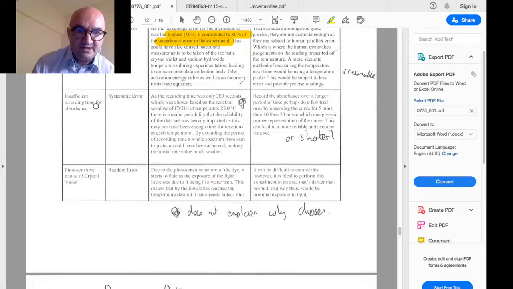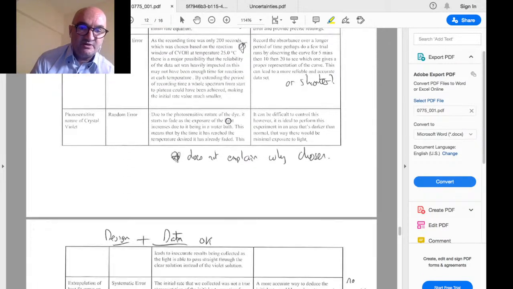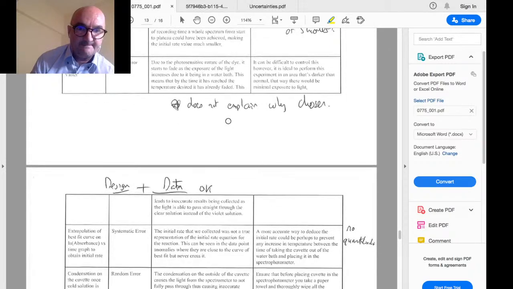Insufficient recording time for absorbance. The time was only 200 seconds. Wouldn't it have been wonderful if the student said 200 seconds was chosen and it was incorrect, and I changed it to a shorter time or a longer time, or I worked with the experiment to find the optimum window for measuring the absorbance. That's personal engagement and exploration in a couple of sentences, and she'd have picked up a few more bands just by saying that.